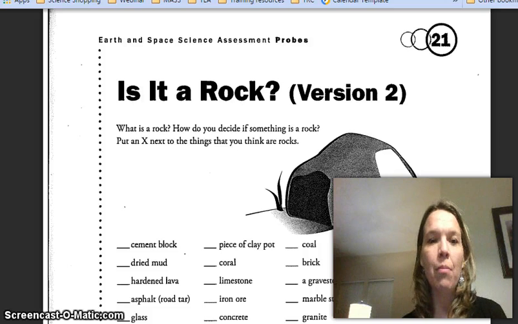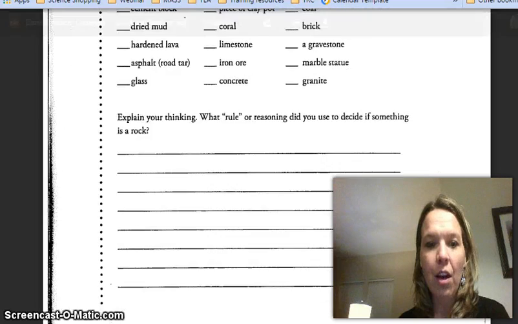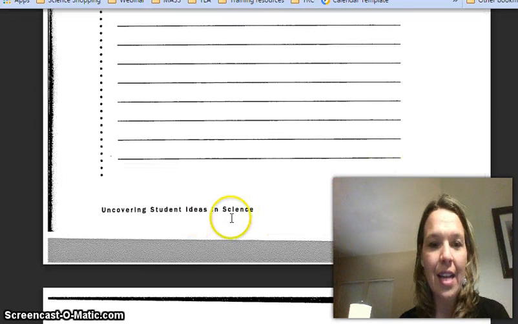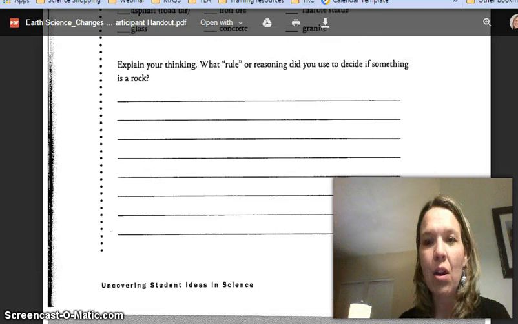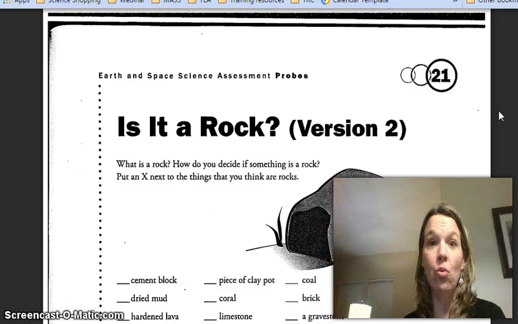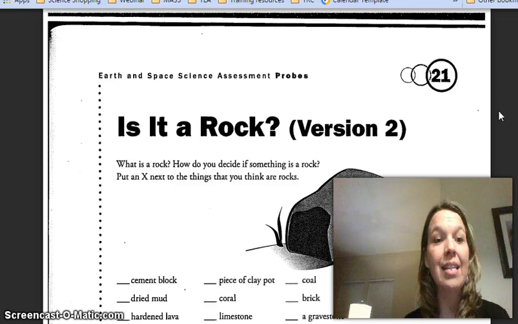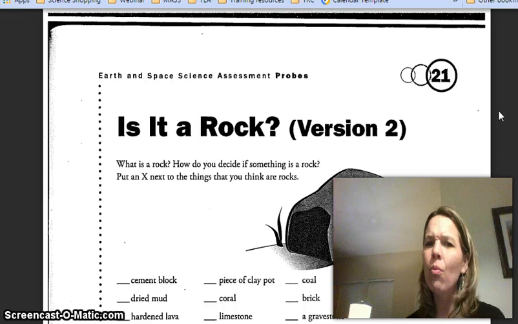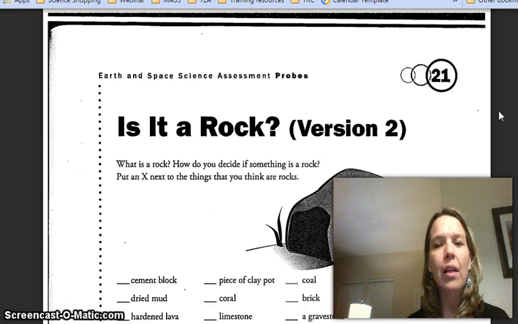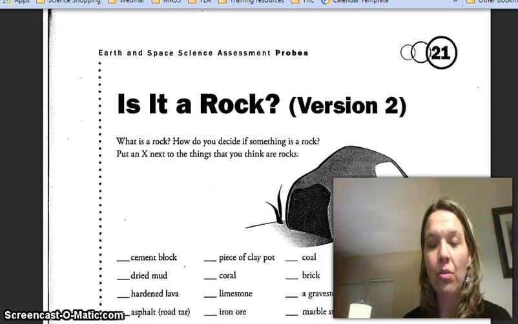This probe comes from the NSTA book Uncovering Student Ideas in Science. Page Keeley is the co-author of this book. There are several of them, and it is a wonderful resource. I highly recommend them. In this case, we selected a probe called Is It a Rock? Version 2, because sometimes kids don't really know what a rock is. So let's look over this together and see what it is that we find when it comes to student understanding.